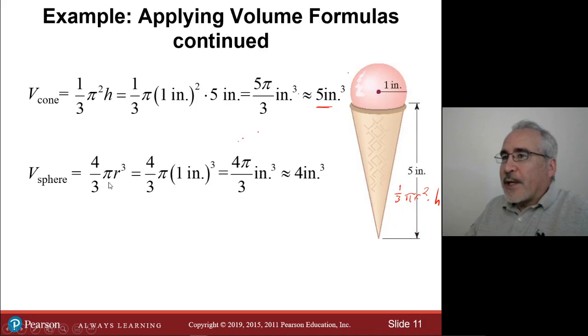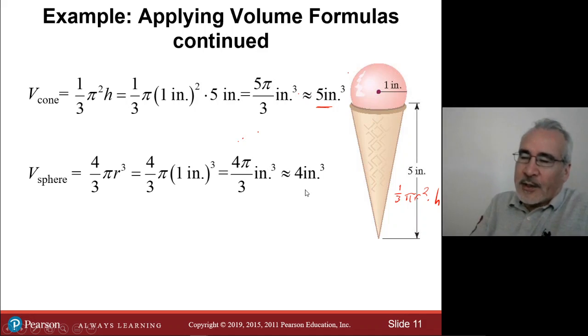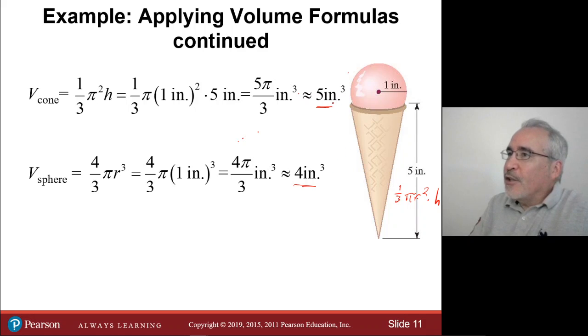So 4/3 pi r cubed. 1 cubed is 1. Go through, do the math. 4/3 pi is about, and again, they just did this canceling again, say that's going to be about 4 inches. So 4 inches is less than 5 inches, significantly. There's an extra cubic inch of space in there, so it has room to melt and still be there.